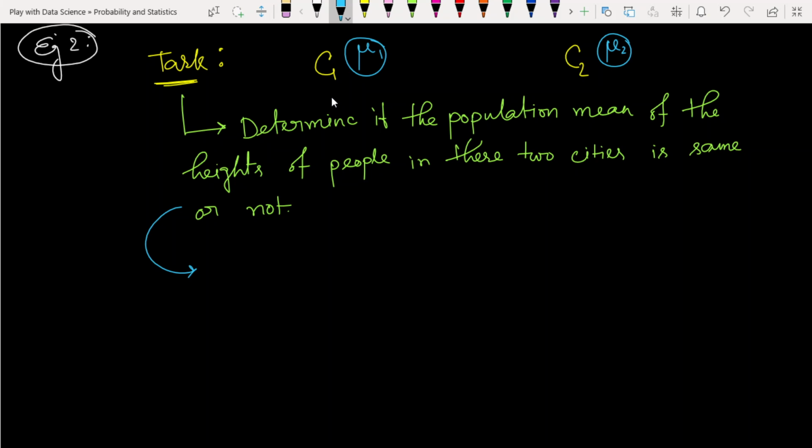Suppose the population of city 1 is 1 million, and the population of city 2 is 5 million. Now the question occurs in our mind: in some cases there are billions of people in major cities. To calculate the mean, we would have to find the individual height of every person. So it is totally impossible.